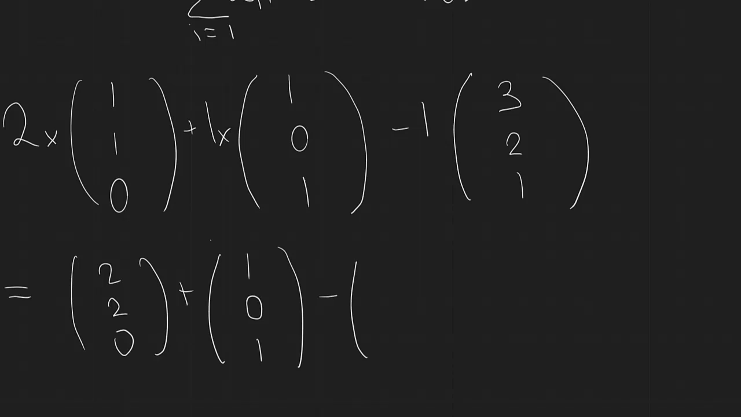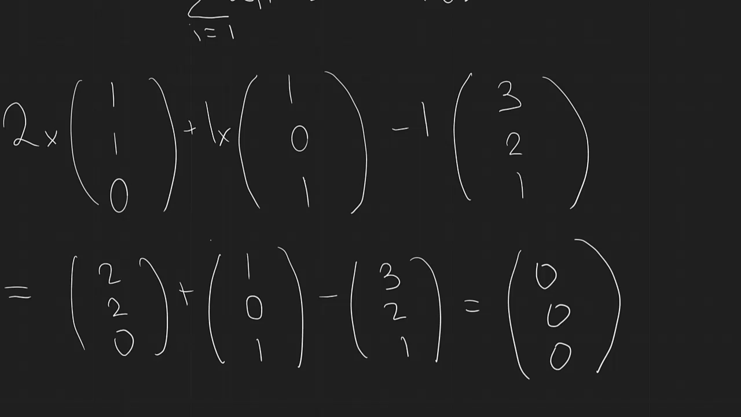Well, if that's the case, what I will essentially get is 2, 2, 0 plus 1, 0, 1, and then take away 3, 2, 1, which will give me a vector which will have the following components. So 2 plus 1 minus 3, that will be a 0. 2 plus 0 minus 2, that will be a 0. And then 0 plus 1 minus 1 will just give me a 0. So there exist some coefficients, which are just 2, 1, and negative 1, so that I get the 0 vector. Therefore, those vectors are linearly dependent.